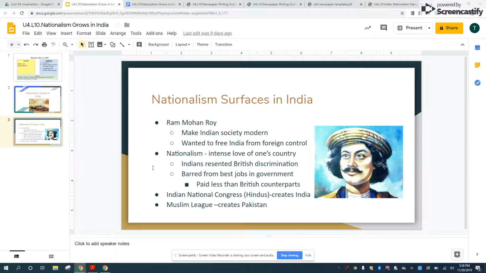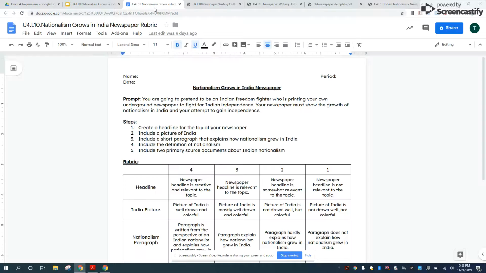So like I said, you're going to need to use your time effectively. Copying these notes into your notebook should only take about 5 minutes of class time. So copy these notes into your notebook first. After that, I'd like you to move on to the next page, which is the rubric for our assignment.